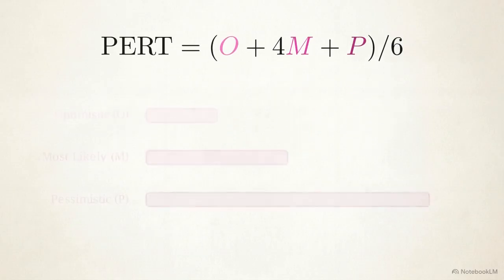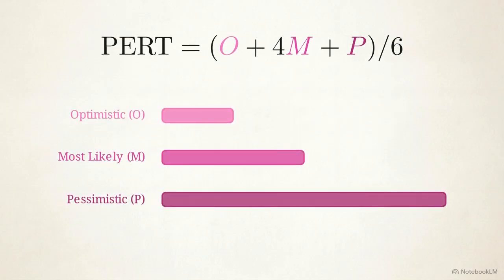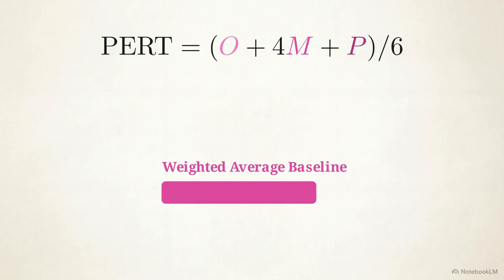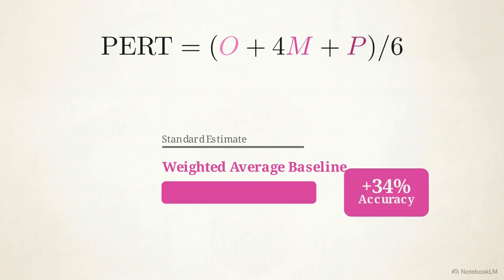for a perfect scenario. Instead of a single guess, assign an optimistic, a most likely, and a pessimistic duration for each task. Then divide the total by 6 to calculate a weighted average. Replacing single-point best guesses with this calculated average improves schedule accuracy by 34%.